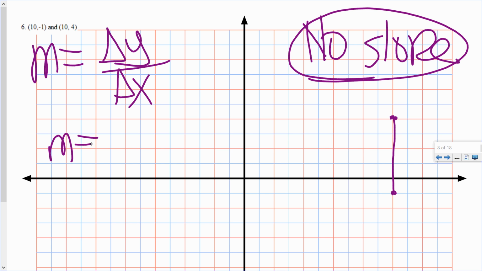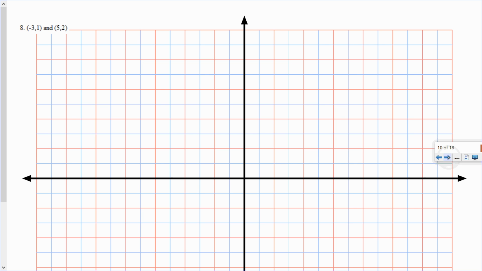Delta y would be 1, 2, 3, 4, 5. Delta x would be 0. And I can't have something over nothing, which is why my answer is no slope. If I ever end up with a 0 on the bottom, my answer is no slope because it's an undefined fraction. If I had 0 on top, then my slope would be 0.